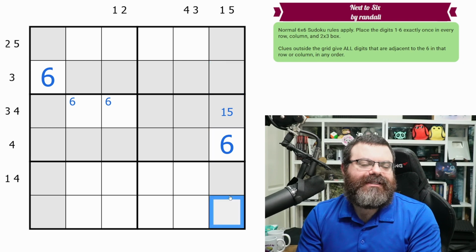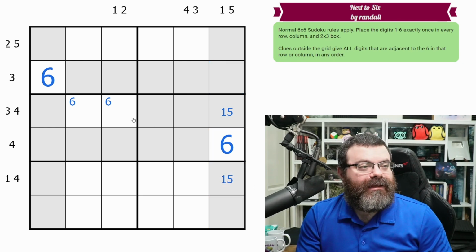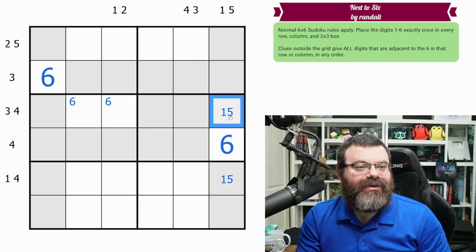Okay, and we know this 6 is surrounded by 1 5s. That was neat. I like that step, Randall. And I think we were required to notice this had to be 1 5 in order for that step to work, but I'm not 100% sure.